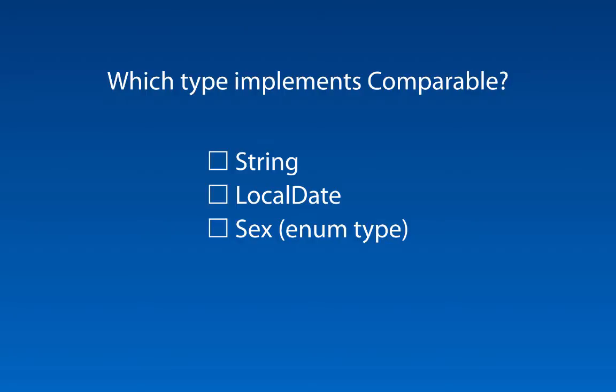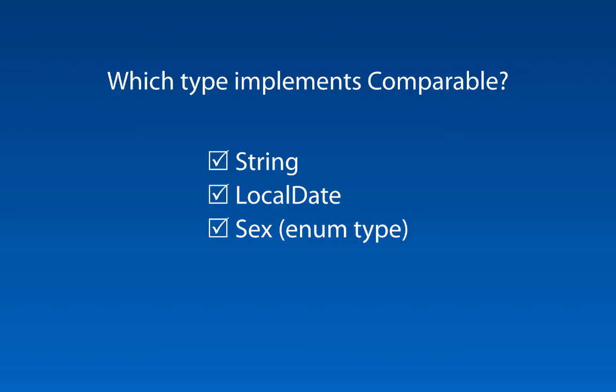Okay, did you pause the video? What did you decide? Does String have a compareTo method? Yes, strings can be compared. They can be sorted based on their alphanumeric ordering. What about LocalDates? Of course, these are the types that are used in the compareByAge method. Finally, what about Sex? Does Sex implement a compareTo method? The answer is yes. All enumeration types implement a compareTo method.